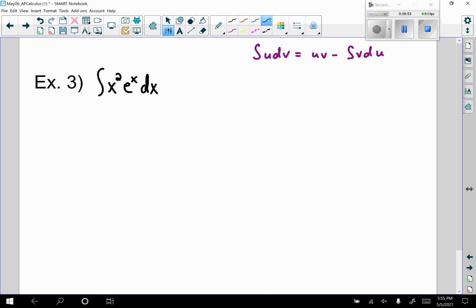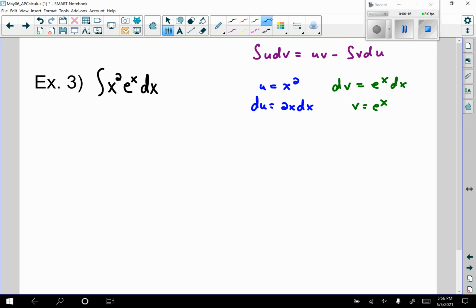All right, and pause the video if you need more time. But like the last one, let's go ahead and let u, now it's not going to equal just an x, but it is going to equal an x squared. And then dv, that looks like the same from the last one, e to the x dx. So now du is going to equal 2x dx, and v is still just going to equal e to the x.